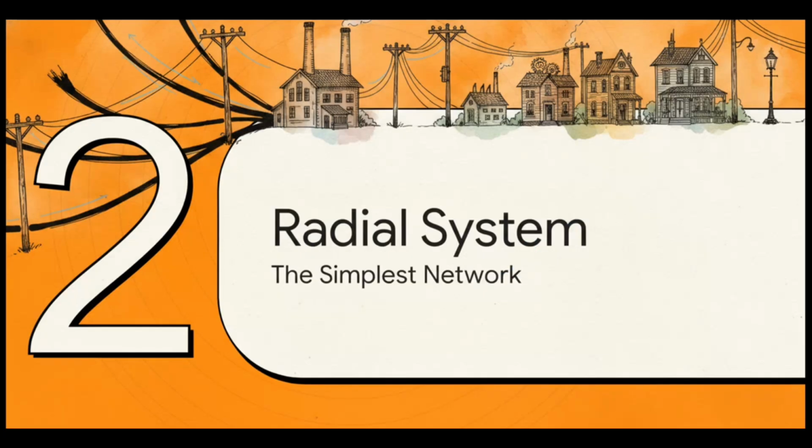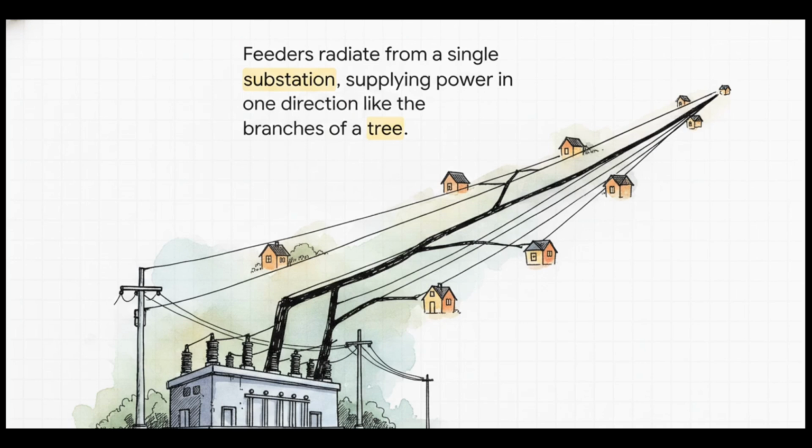Moving on to part 2, the radial distribution system. Okay, so in a radial distribution system, separate feeders radiate outwards from a single substation, supplying power to distributors at one end only. Picture the branches of a tree. The substation is that thick trunk right at the center, and power flows outward in just one single direction. It splits off into smaller and smaller branches to reach individual neighborhoods and homes.